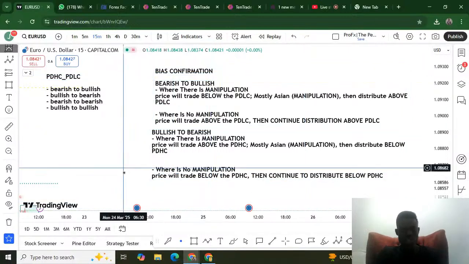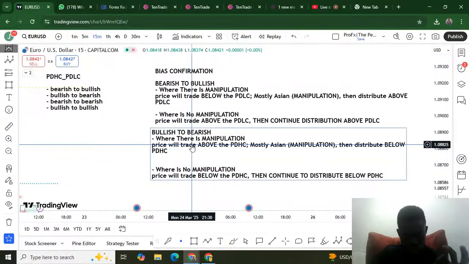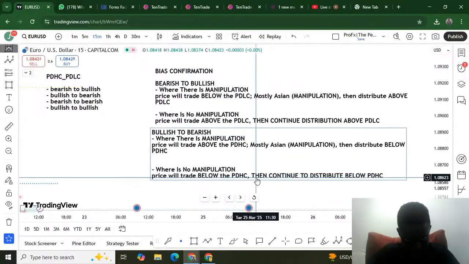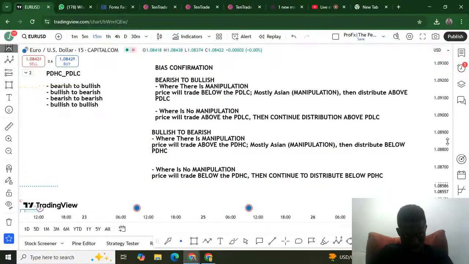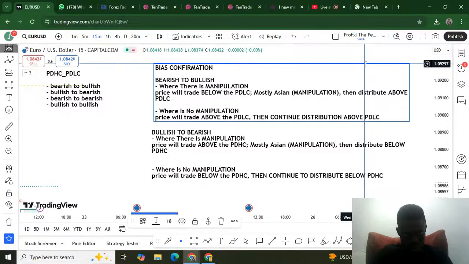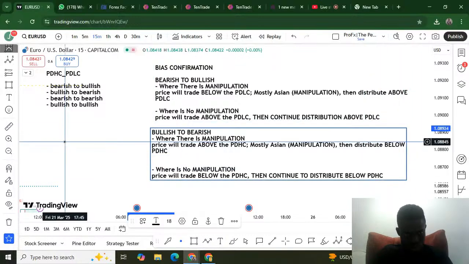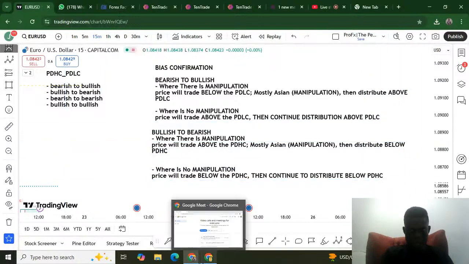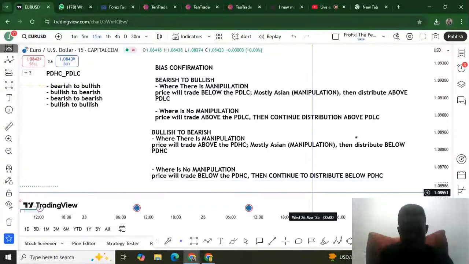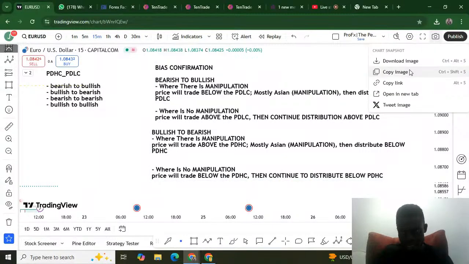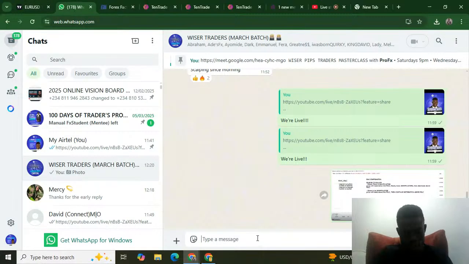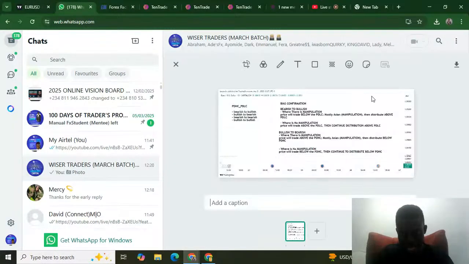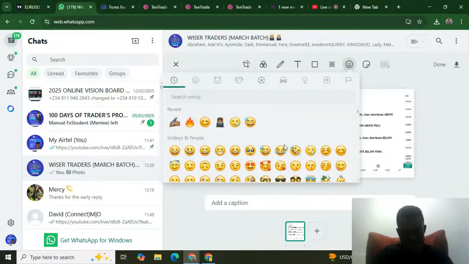So we are done with bullish to bearish for where there's no manipulation and where there's manipulation. Can we proceed? Can I proceed? Please backtest. Please, I beg you, backtest. Don't take my word for it. Backtest, then come and give testimony.